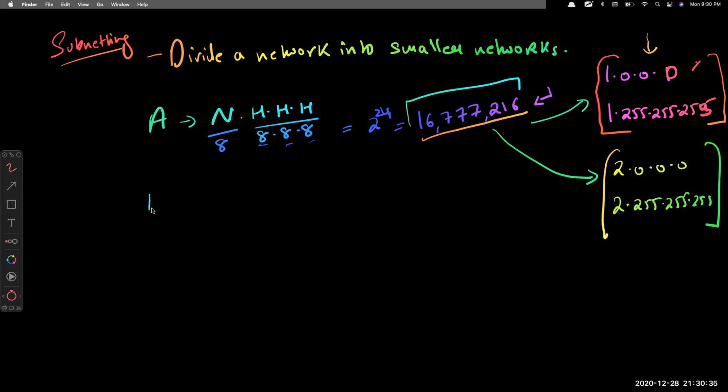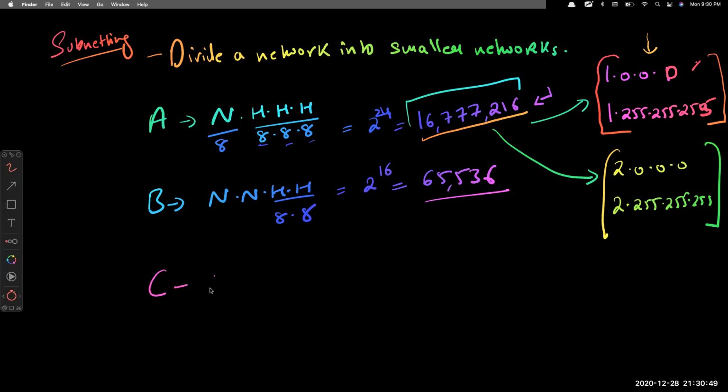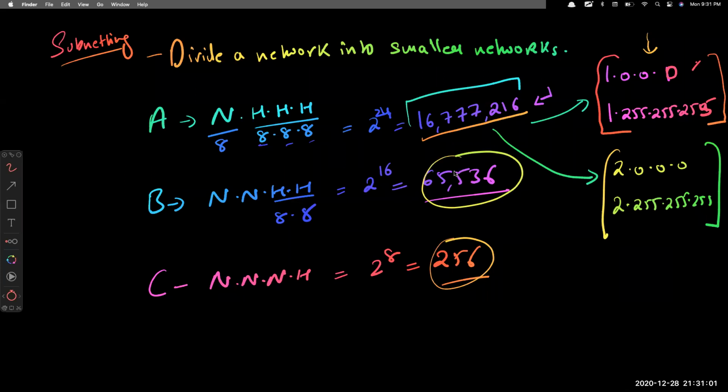Okay. So any subnet of class B gives how many IP addresses? That gives 2 to the power of 16, that is 65,536. In class C, we have three network parts and one host part. So 2 to the power of 8 is 256. So class C networks give 256 addresses, class B gives 65,536, and class A gives 16777216.